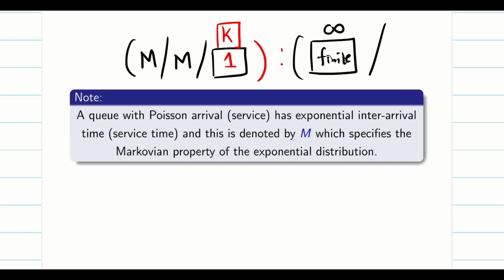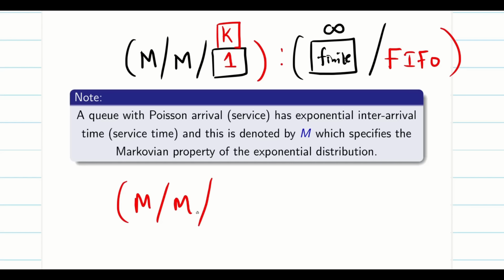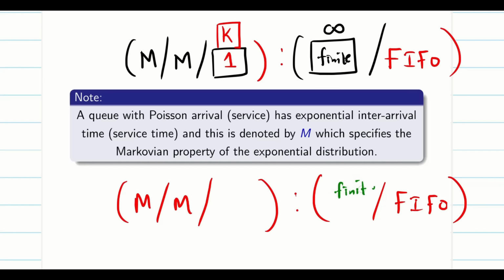And finally, the queuing discipline, which we are going to fix throughout our problems, is FIFO, first in and first out. In our exam problems, M/M/ is fixed. Similarly, FIFO is fixed. We have to read the question and find whether it is going to be finite or infinite, whether it is going to be a single server or a multi-server.